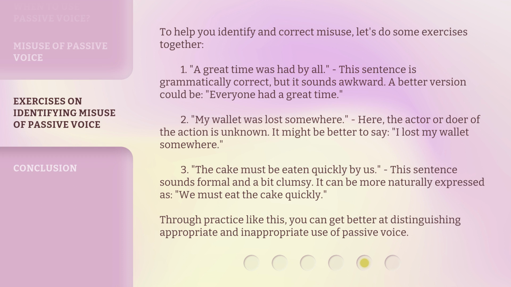2. My wallet was lost somewhere. Here, the actor or doer of the action is unknown. It might be better to say, I lost my wallet somewhere. 3. The cake must be eaten quickly by us. This sentence sounds formal and a bit clumsy. It can be more naturally expressed as, we must eat the cake quickly. Through practice like this, you can get better at distinguishing appropriate and inappropriate use of passive voice.